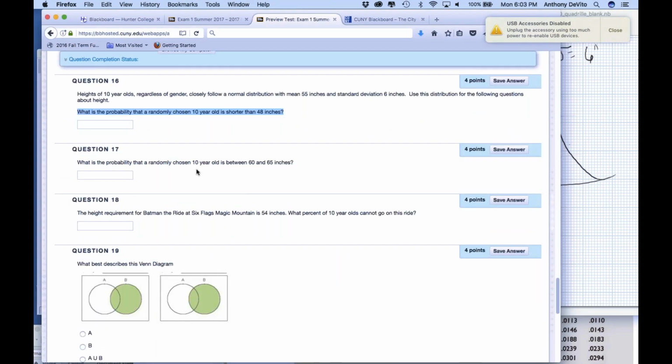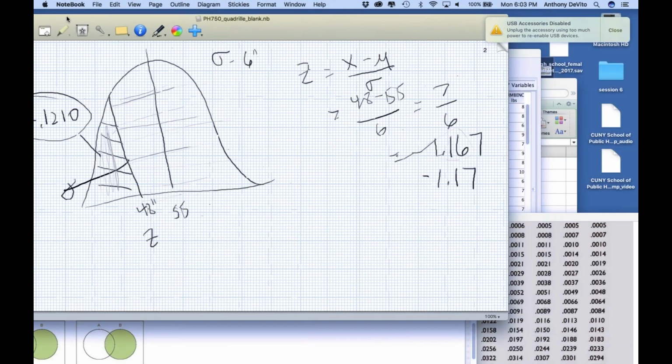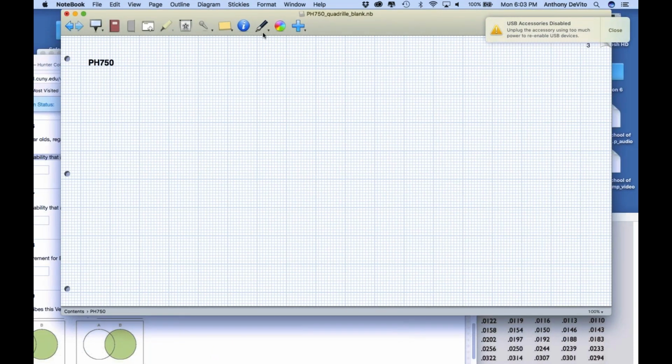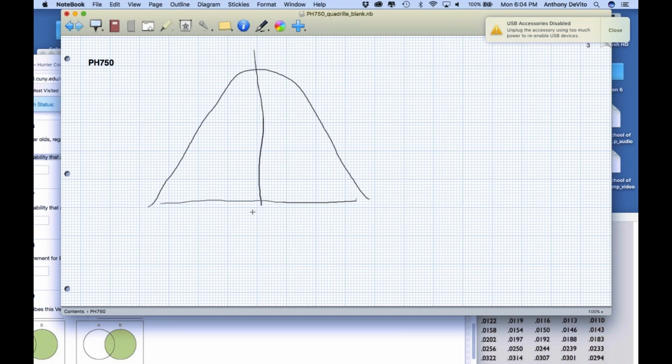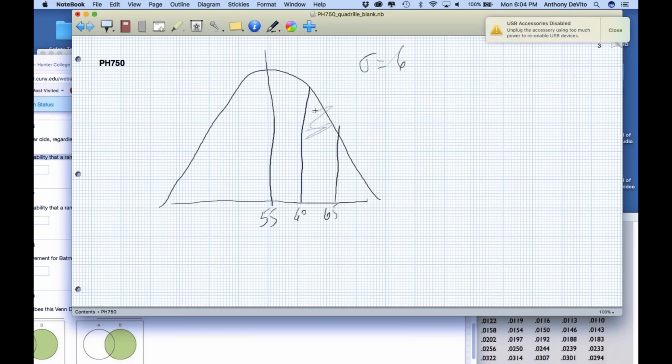What's the probability that a randomly chosen 10-year-old is between 60 and 65 inches? Ooh, I made it a little bit more complicated. Okay, let's take a look at that. Matter of fact, I'll draw it again. I'm going through this a little more than the others because this is kind of a lead-in to some of the material we're going to move on to. The mean is 55 inches, the standard deviation is 6 inches. So what's the probability of being between 60 inches and 65 inches? I want to know what percentage of these 10-year-olds are in this range right here.